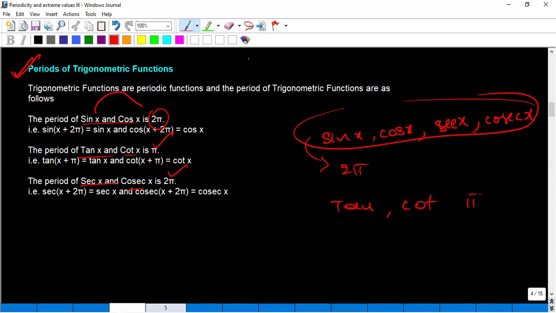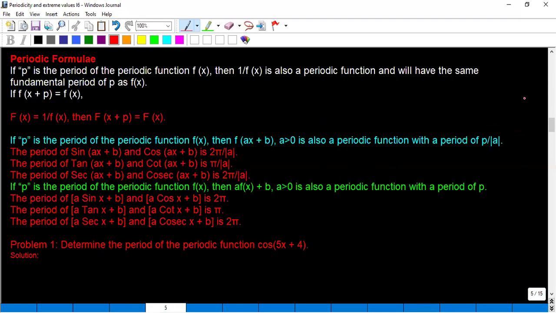Okay, let us see some more properties. This we have seen already. If you have f of x, then 1 by f of x, taking 1 divided by some number divided by the function, the period will not change. Suppose you have 1 by sine 3x. Here also the sine function's period will not change.